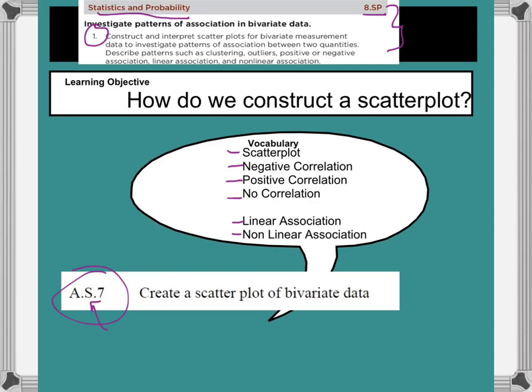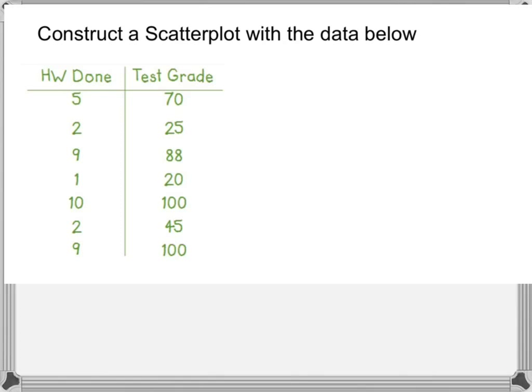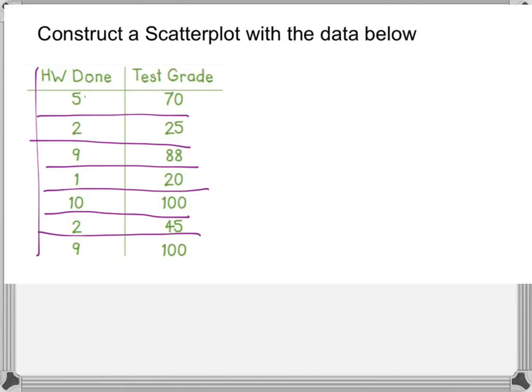Okay, so let's say that I am looking to figure out if there's a relationship between the amount of homework assignments one student does and the test grade that they get. So I measured 1, 2, 3, 4, 5, 6, 7 students. These are all different students. These are all measurements from 7 different students. Let's say I arrived at this data.